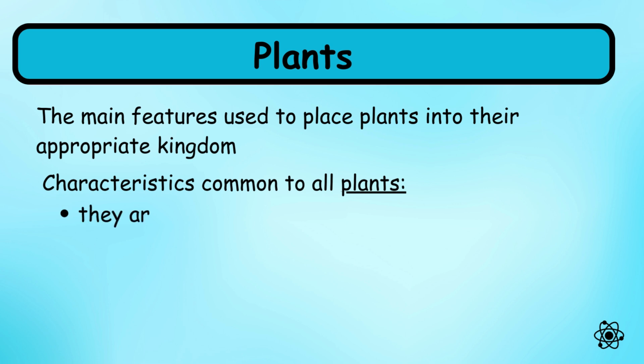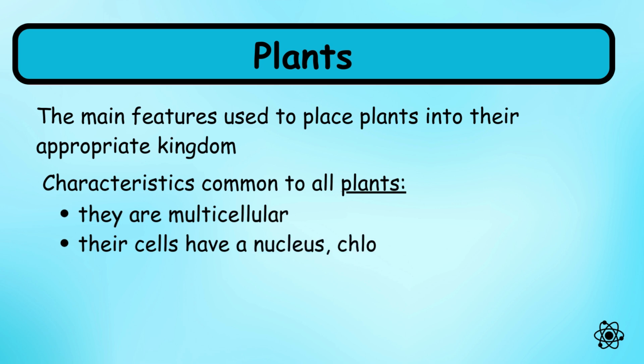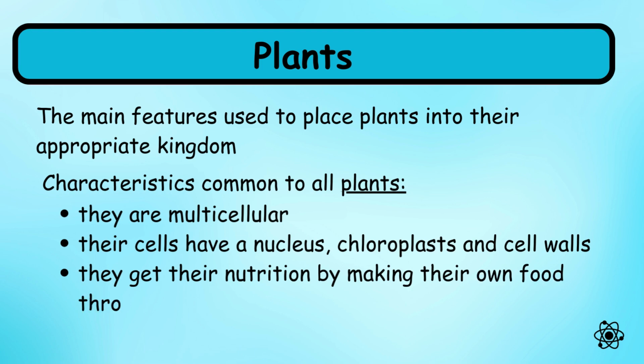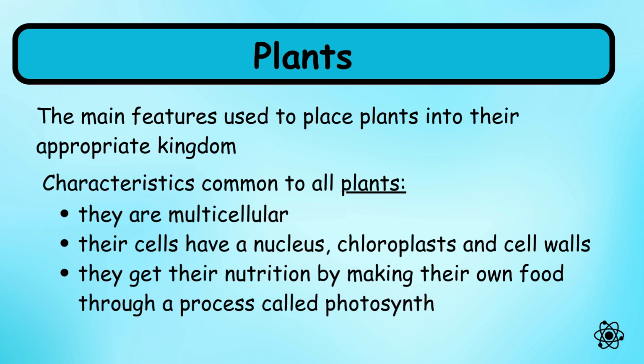The next kingdom is plants. Main features of all plants are that they are multicellular. Their cells contain a nucleus, chloroplasts, and cell walls made from cellulose. And they get their nutrition by making their own food through a process called photosynthesis.